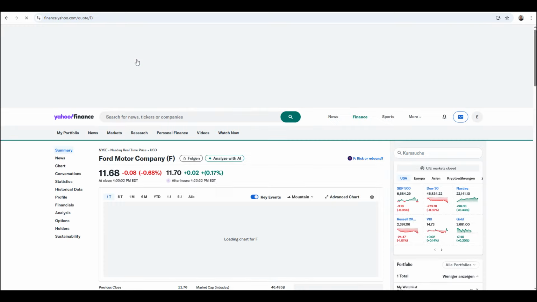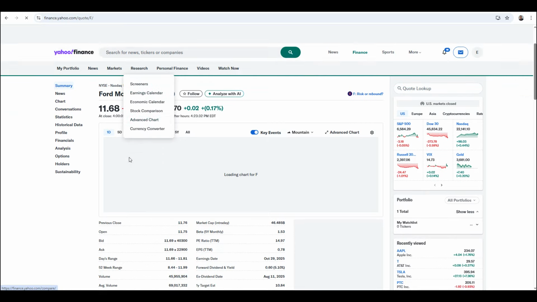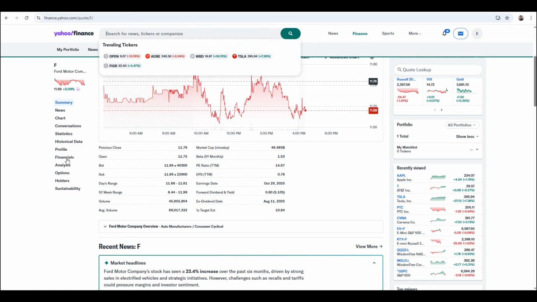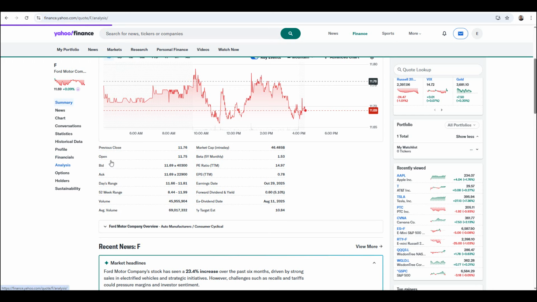And here is the information for Ford. We are taking EPS from the summary page and the growth rate from analysis. Then we'll do the same for the other stocks and plug the values into our formula.